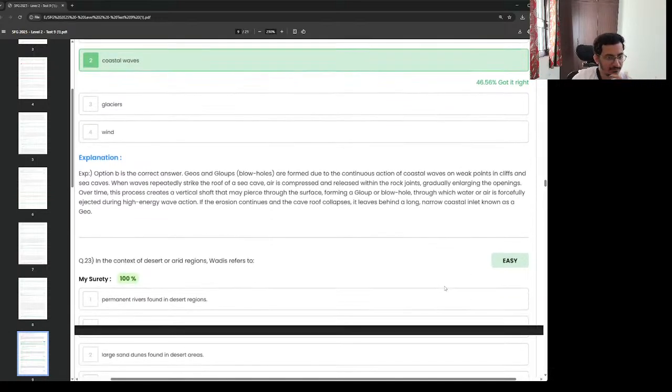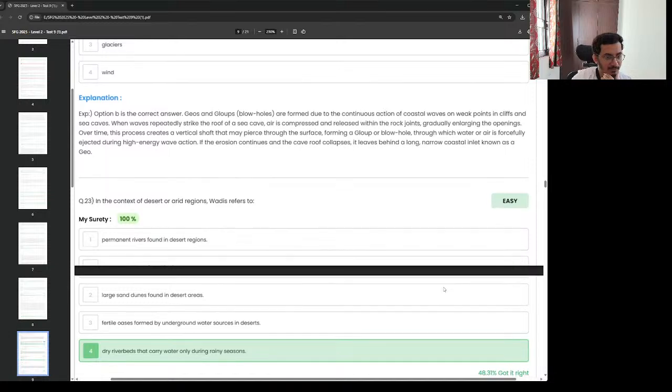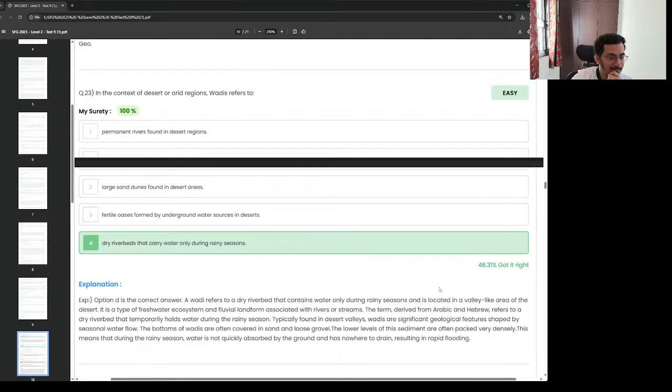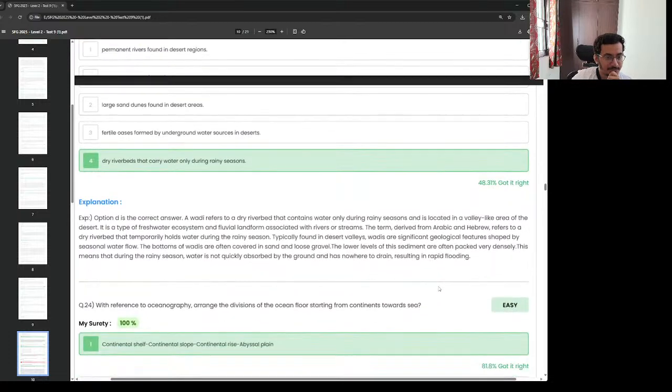In context of desert or arid regions, what are wadis? Funny thing is, in Marathi, wadi means settlement, but in context of desert or arid regions, wadi basically means dry river, right? Yeah, I've read this, but I don't remember where I've read this. But I read this maybe last year.